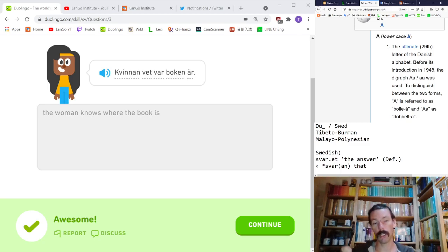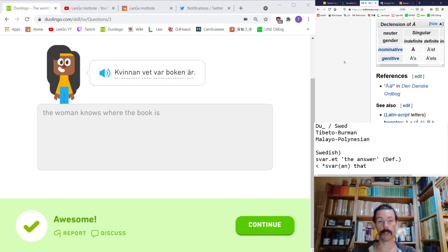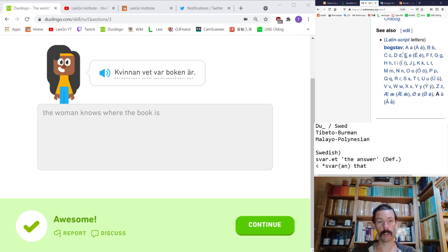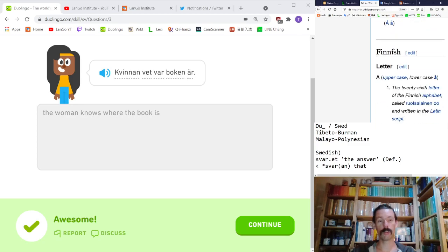The Arabic shadda also comes to mind. It's referred to in Danish as bolle oa, and A as doppelt A. Not sure about the sound there. A lot of sound changes in Danish. Bostav, Buchstabe.